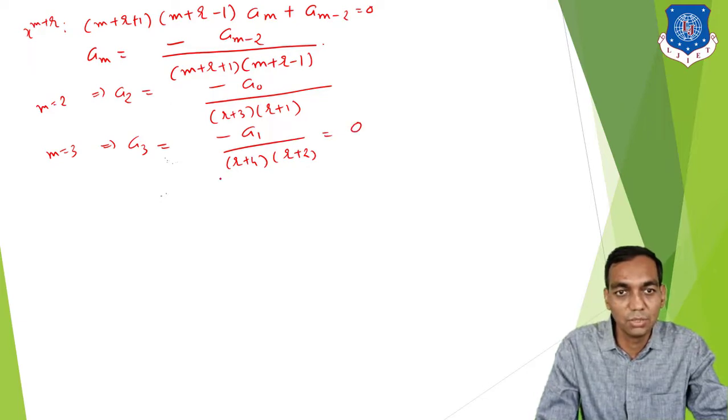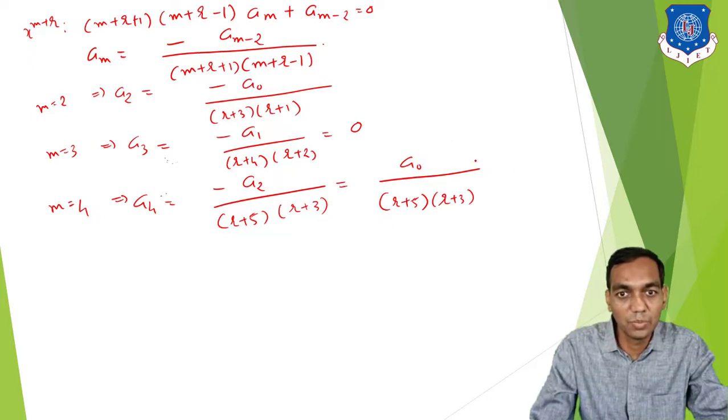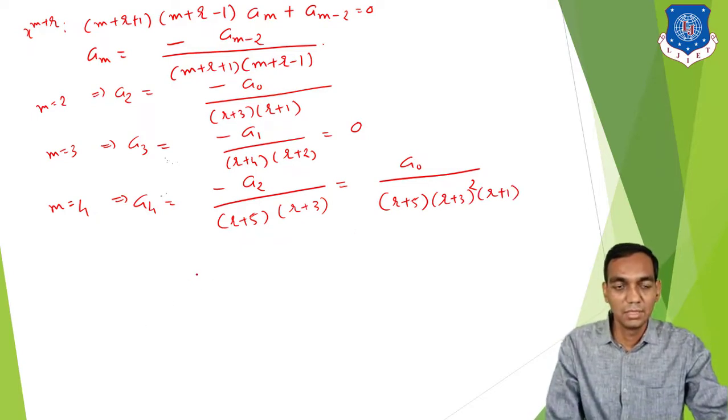But a1 has a value 0, so a3 is 0, same manner a5 is going to be 0. So m is equal to 4, and that will give you a4 is equal to minus a2 divided by (r plus 5)(r plus 3). But a2 has a value minus a0 upon (r plus 3)(r plus 1), so you will have a0 upon (r plus 5)(r plus 3), again (r plus 3)(r plus 1). Correct?